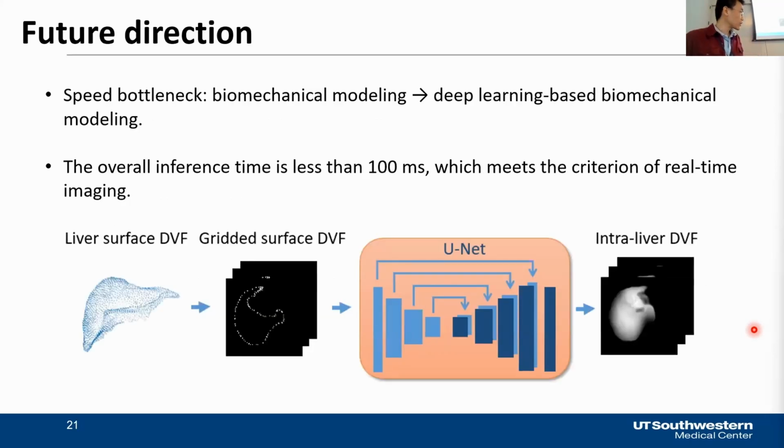Before I conclude my talk, I want to mention there's one speed bottleneck in the proposed method, which is the biomechanical modeling part. In the proposed method, we just use a conventional finite element solver, which is very time consuming. So we have replaced this with a deep learning based biomechanical modeling using the UNet structure to predict the intra-liver DVF. We have some preliminary results. Now we can achieve an overall inference time of less than 100 milliseconds, which meets the criteria of real-time imaging.